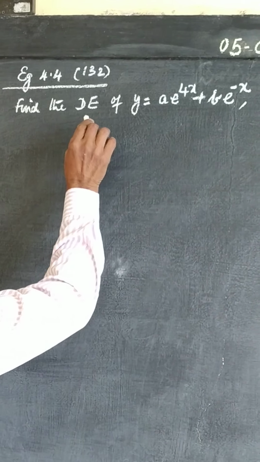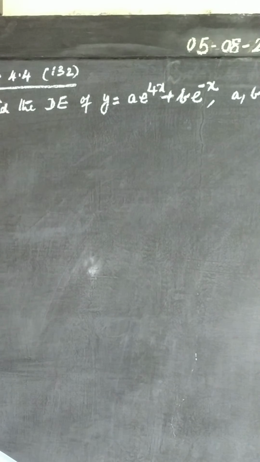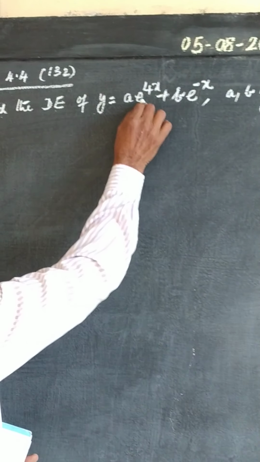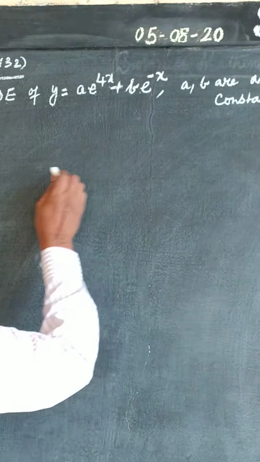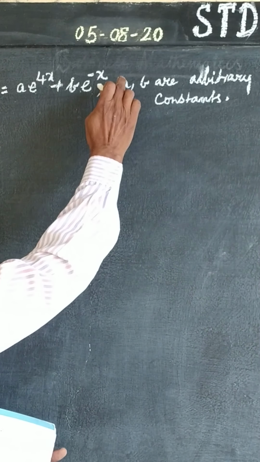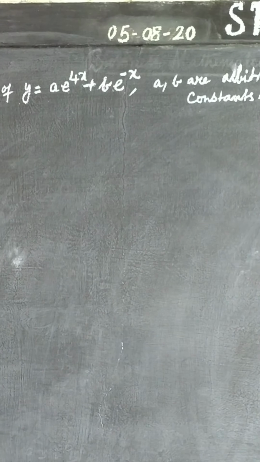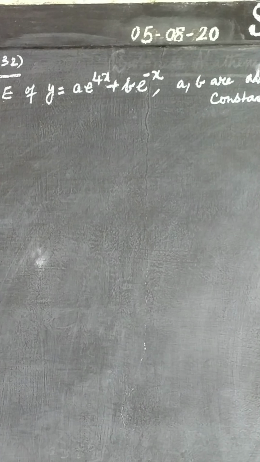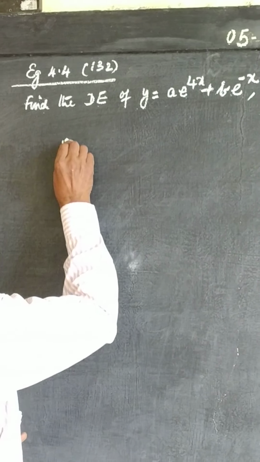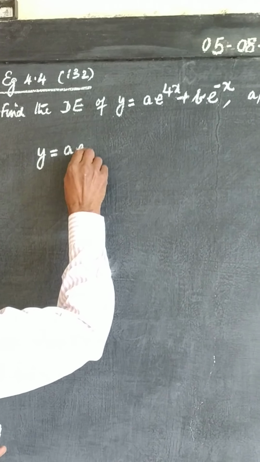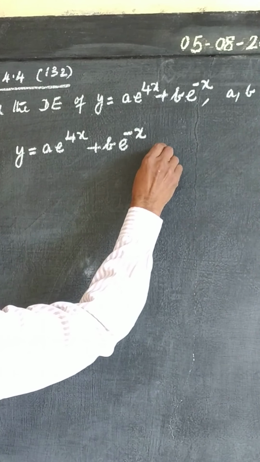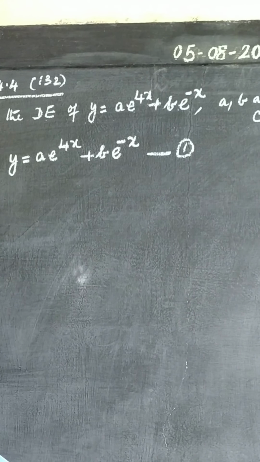Now, we are going to find out the formation of differential equation. Find the differential equation of y is equal to a e power 4x plus b e power minus x. What are the arbitrary constants? Two arbitrary constants are given. I already told you that two arbitrary constants means we have to differentiate twice. So, y is equal to a e power 4x plus b e power minus x. We call this equation number 1.